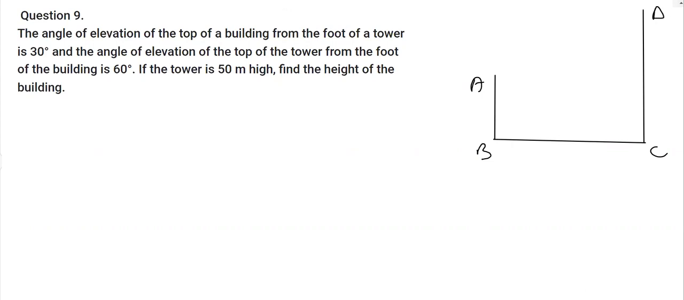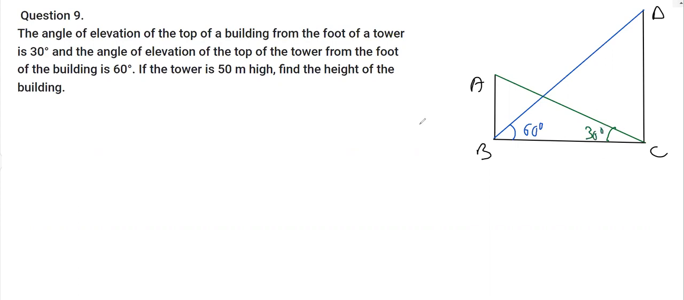Now, when you read the question, it says that the angle of elevation is made from the base of one to the top of the other, and similarly, the angle of elevation is made from the bottom of the other structure to the top of the first. From the figure, you can very well identify the bigger angle is this. So mark it 60 degree. And the smaller angle, again, this is 30 degree.